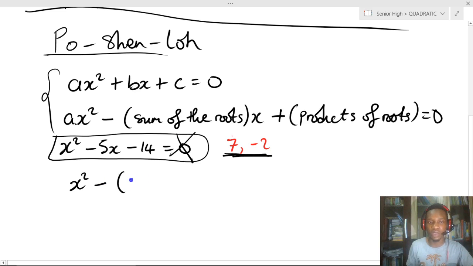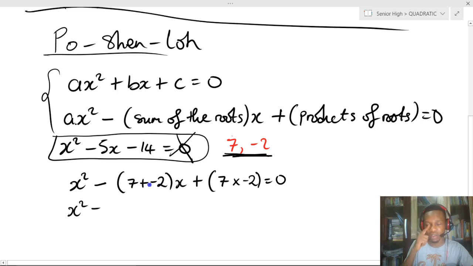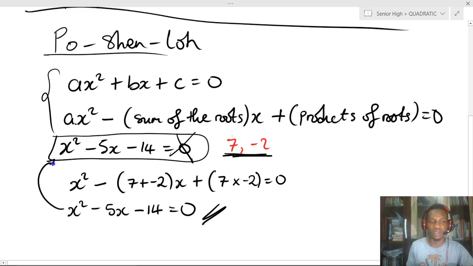the sum of the roots, which is 7 plus minus 2, taking the sum of the roots, times x, plus the product of the roots, 7 times minus 2, is equal to 0. So we have x squared minus 5x, since 7 minus 2 is 5, and 7 times minus 2 is minus 14, because plus times minus gives a minus, equal to 0. And see, we're back to the original equation.